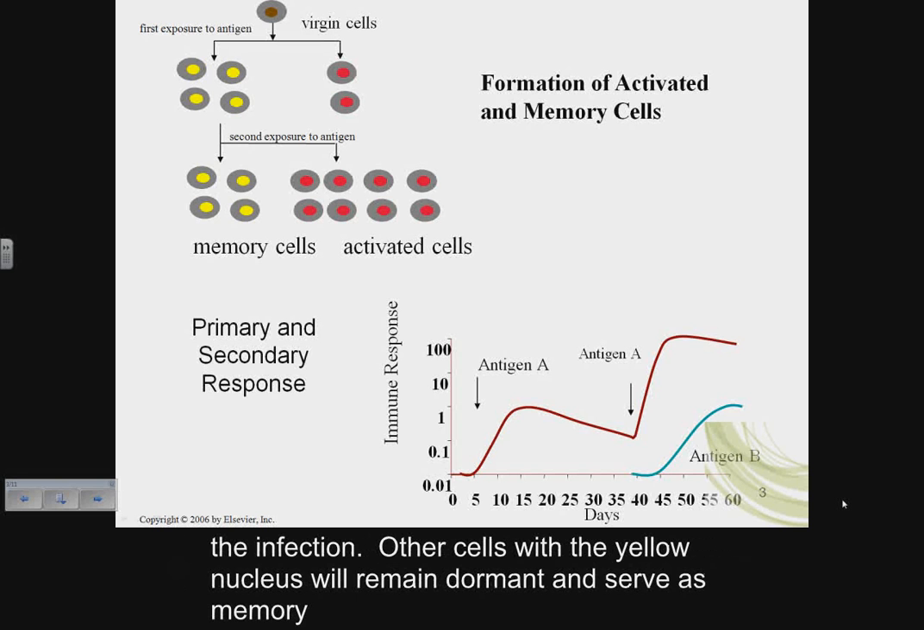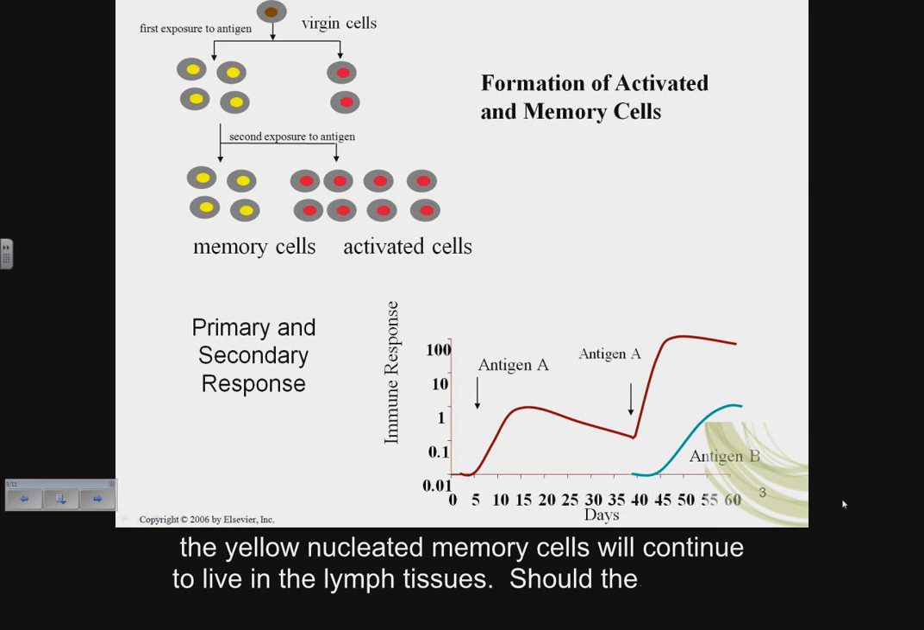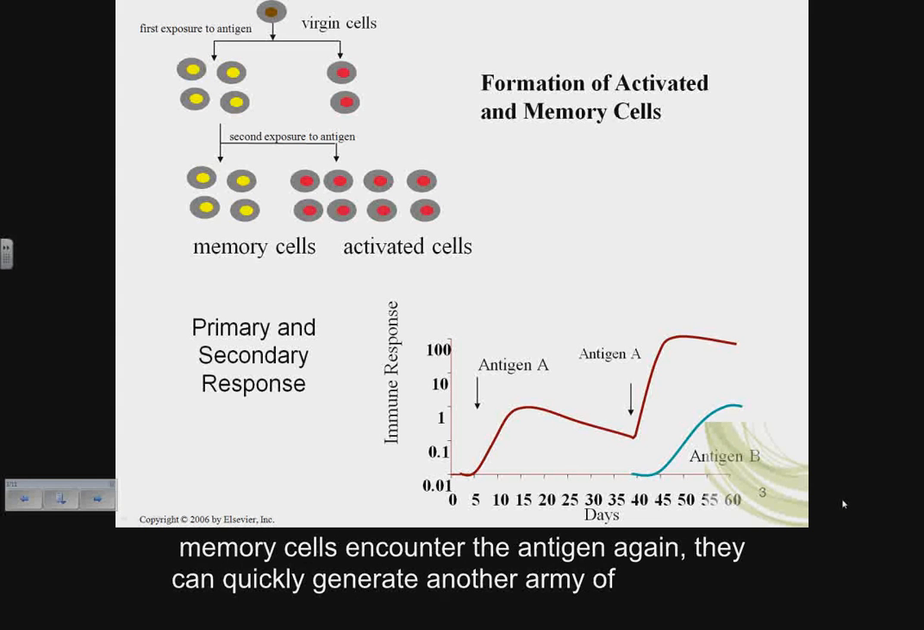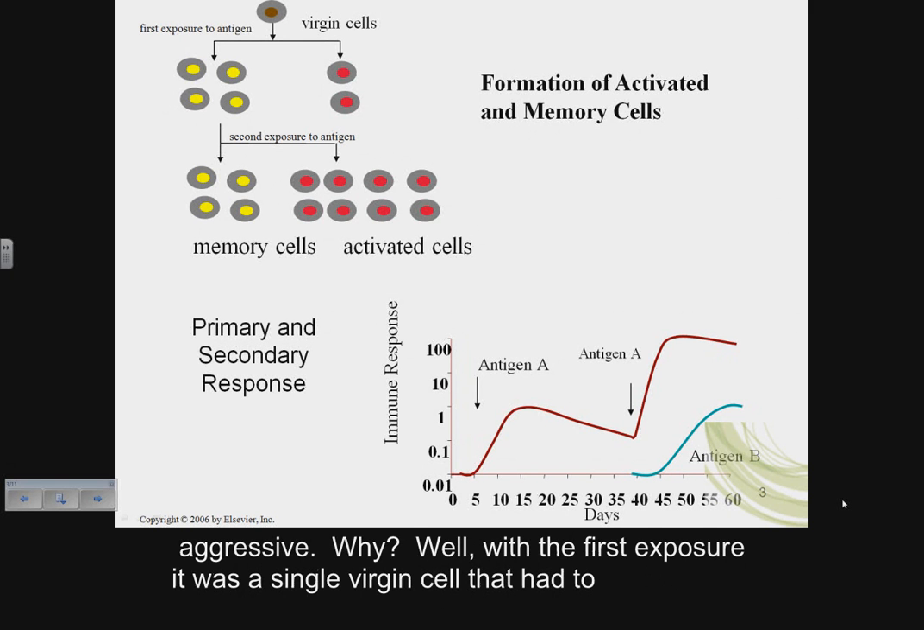Some of the clones will be active cells, those shown with a red nucleus, and fight the infection. Other cells with a yellow nucleus will remain dormant and serve as memory cells. When the infection has been conquered, the red nucleated activated cells will die, but the yellow nucleated memory cells will continue to live in the lymph tissues. Should the memory cells encounter the antigen again, they can quickly generate another army of activated cells. But the second response to the antigen will be much faster and more aggressive.